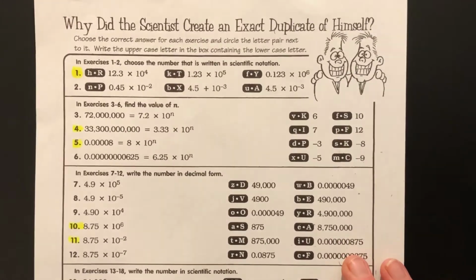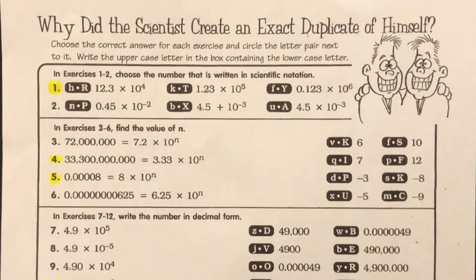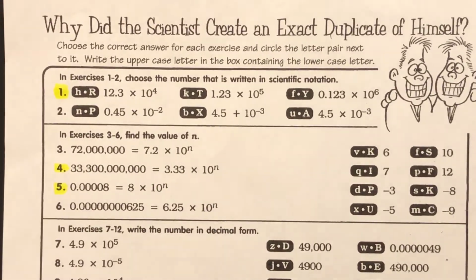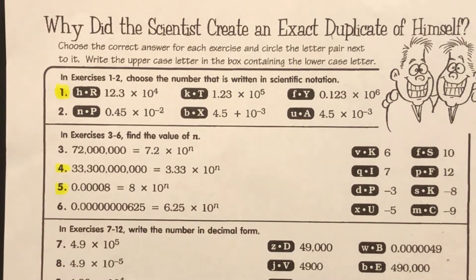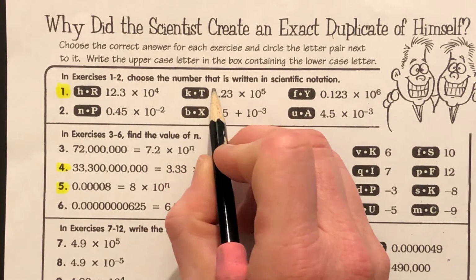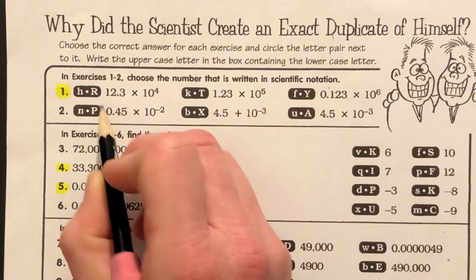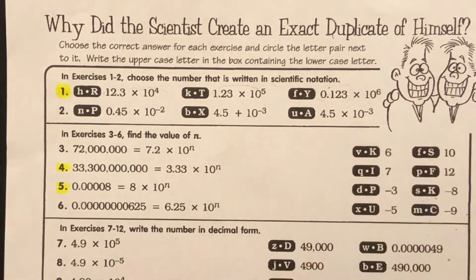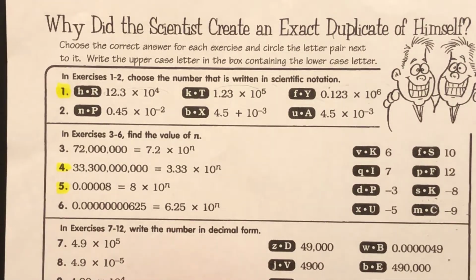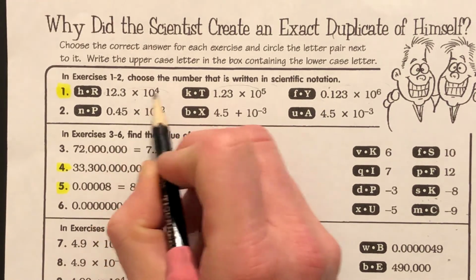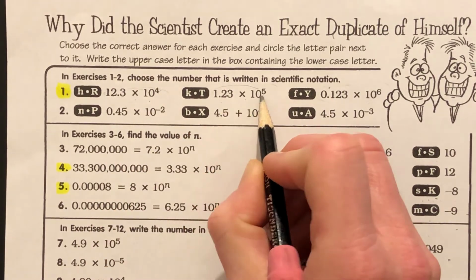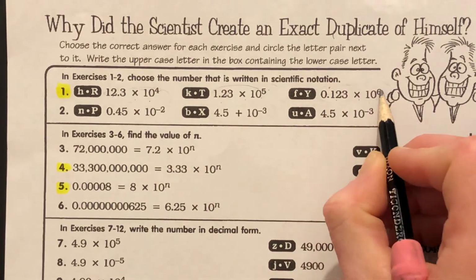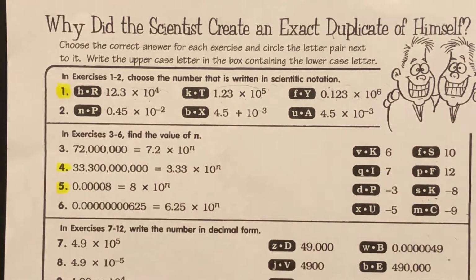This is scientific notation, and we'll start out with exercises 1 and 2. Choose the number that is written in scientific notation. So number 1, we've got this one, and this one. Of the 3, only 1 is written in scientific notation. You have a number times 10 to the something, a number times 10 to the something, a number times 10 to the something. Okay, so they're all written in the basic form correctly.